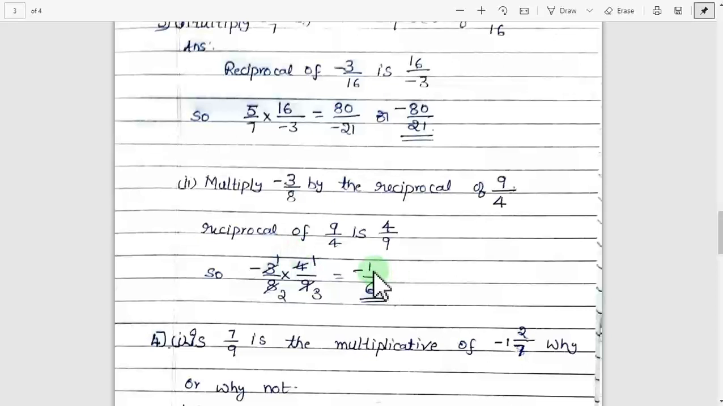Numerator into numerator, write the product here. Denominator into denominator, write the product. So the answer is minus 1 by 6.